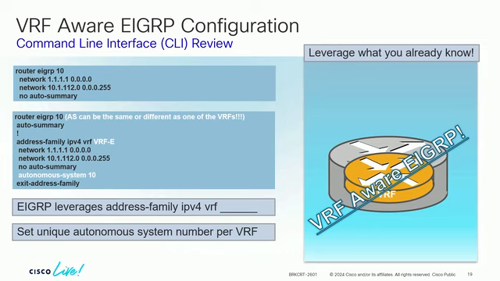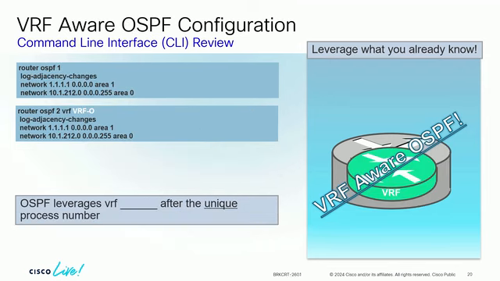Then OSPF, the standard. When we talk about OSPF, it's just a little bit different yet again because it's a standard protocol. If you look at it, router OSPF 1 is how you would normally configure it, but with the new way, it's router OSPF, process ID, VRF, and the VRF name. And then everything else is identical, right?